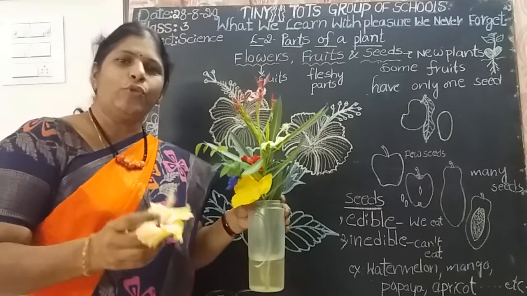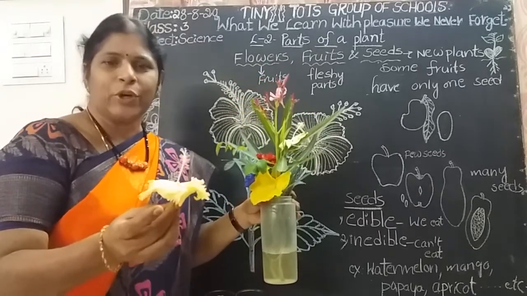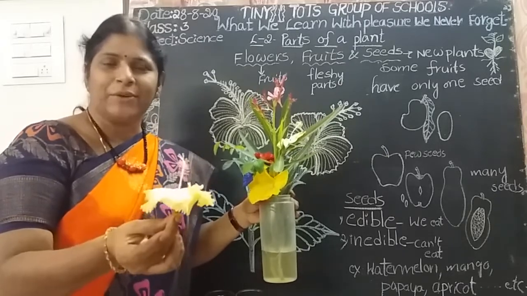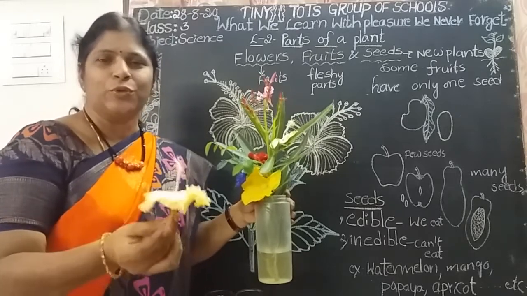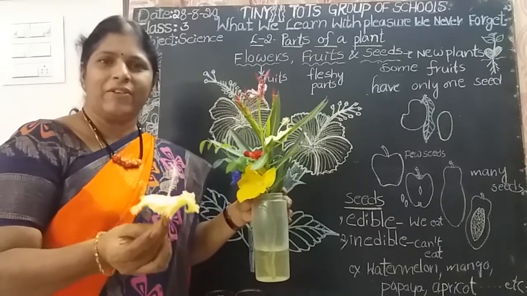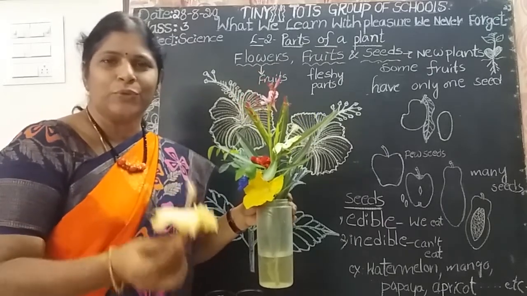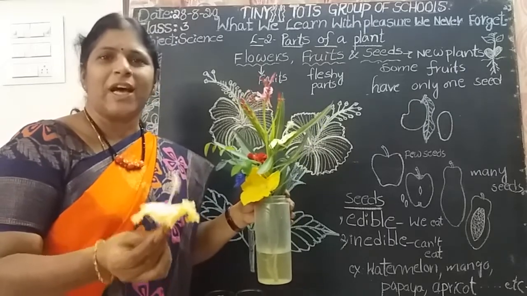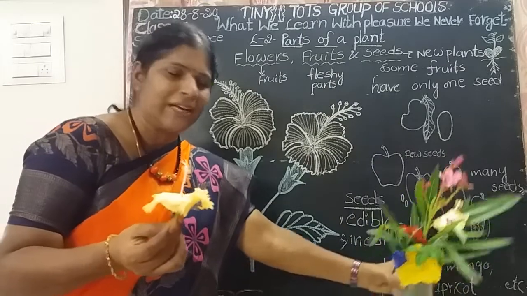Flower is also called the reproductive part of a plant. Flowers produce fruits. Flowers change into fruits. Flowers turn into fruits. Flowers produce seeds by the process of reproduction. So what is the reproductive part of a plant?